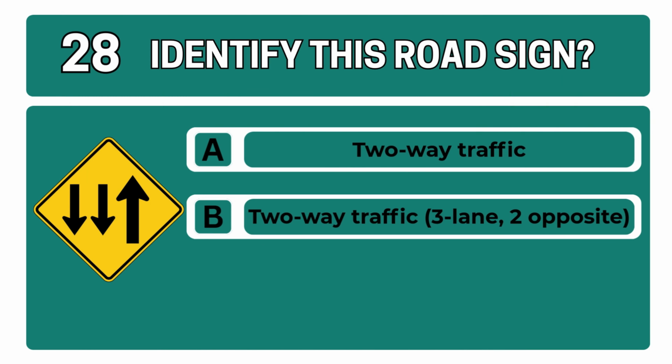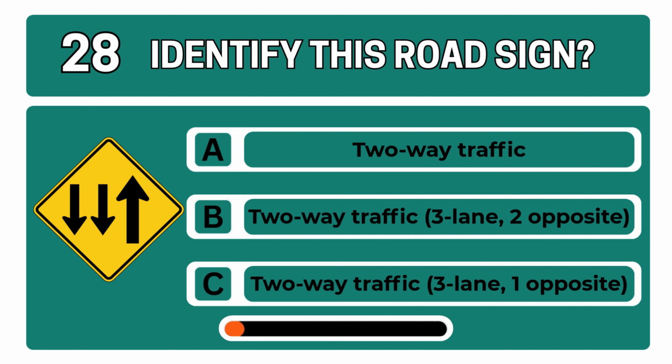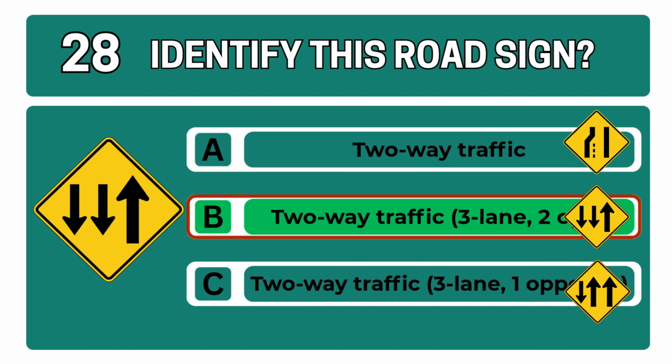Question 28. Identify this road sign. A. Two-way traffic. B. Two-way traffic, 3-lane, 2 opposite. C. Two-way traffic, 3-lane, 1 opposite. The answer is B. Two-way traffic, 3-lane, 2 opposite.